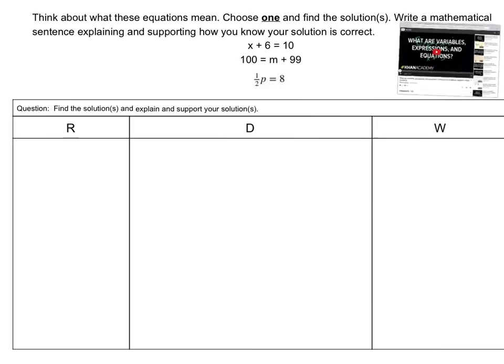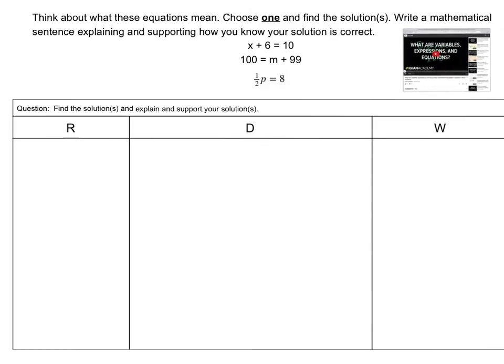Now that we have some sort of background knowledge, let's look at the particular question at hand. Think about what these equations mean. Choose one and find a solution. Write a mathematical sentence explaining and supporting how you know your solution is correct. Your three choices are x plus 6 equals 10, 100 equals m plus 99, or 1/2 p equals 8. Find a solution, and explain and support your solution.